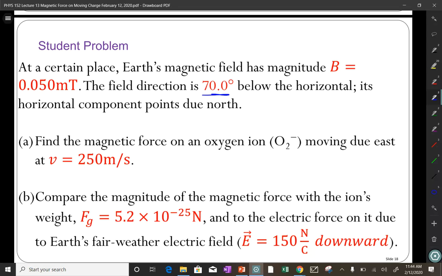So choose a 2-dimensional configuration, either north, south, east, west, or north, south, up, down, and then use the dot and the X for indicating the other 2 directions in your picture. And since we have east and north and down, you kind of have to choose. What you would like to see on your picture is the angle between your velocity and the magnetic field.